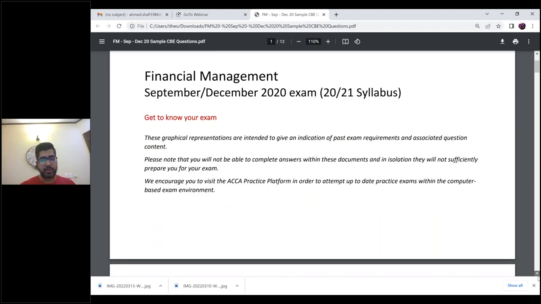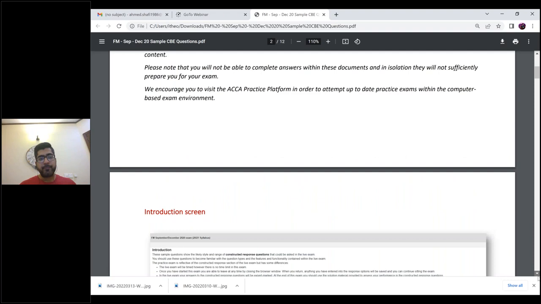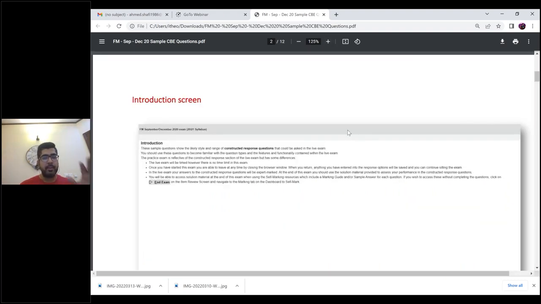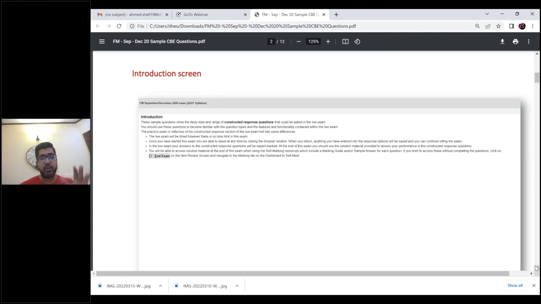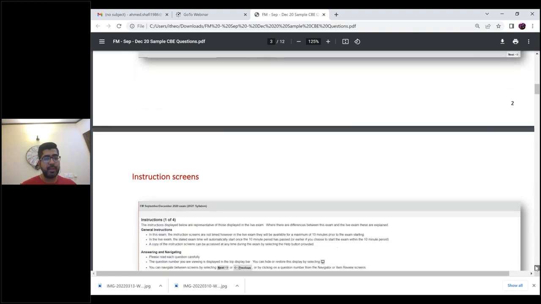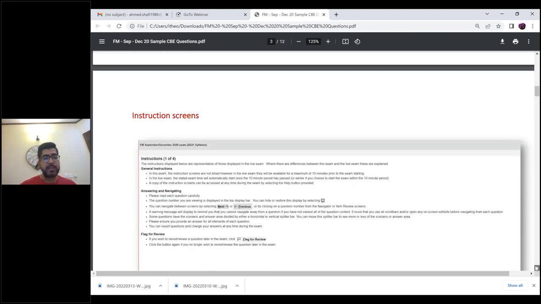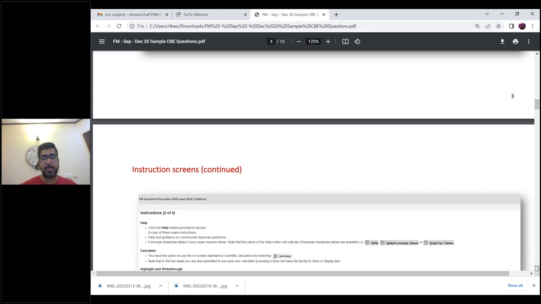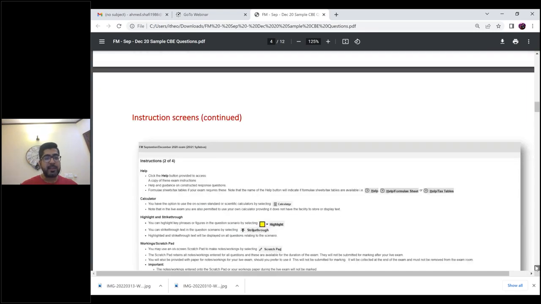The first page has instructions: get to know your exam. You need to read these instructions. Then you go to page two of the exam, which also has introduction videos. You must carefully read all these instructions in the exam; we are not wasting time on this. The third page is the general instructions: answering and navigating, flag for review. This is mentioned, so you will be reading those instructions as well.